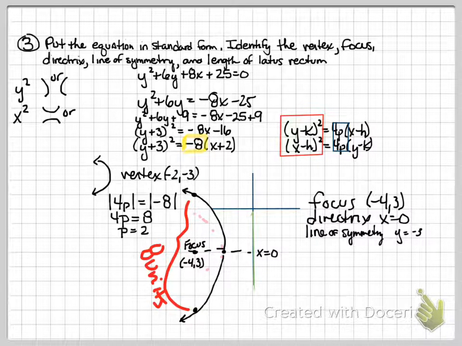All right, and then what's the last thing? The length of our latus rectum, well, that's just our 4p. And we'll just abbreviate this as LR is equal to 8 units. Okay, that's example 3. Let's go on to example 4.